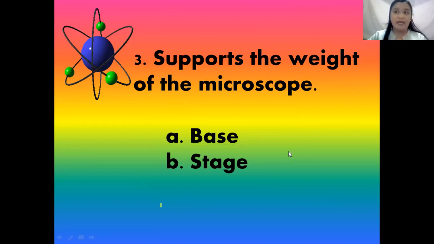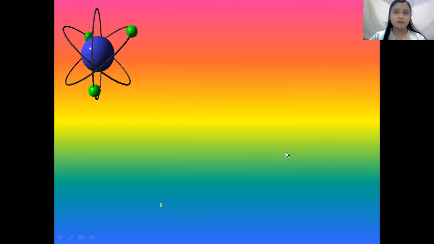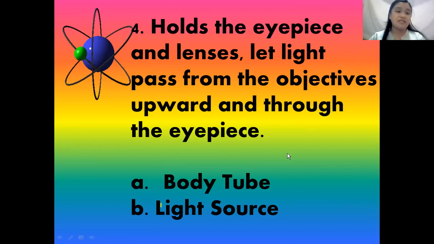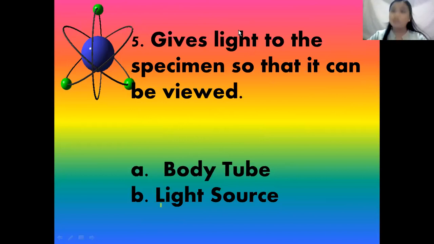All right. Next, number 4. Holds the eyepiece and lenses. Lets light pass from the objectives upward and through the eyepiece. A, body tube, or B, light source. The correct answer is letter A, body tube. All right. Next, number 5. Gives light to the specimen so that it can be viewed. The correct answer is letter B, the light source, of course.